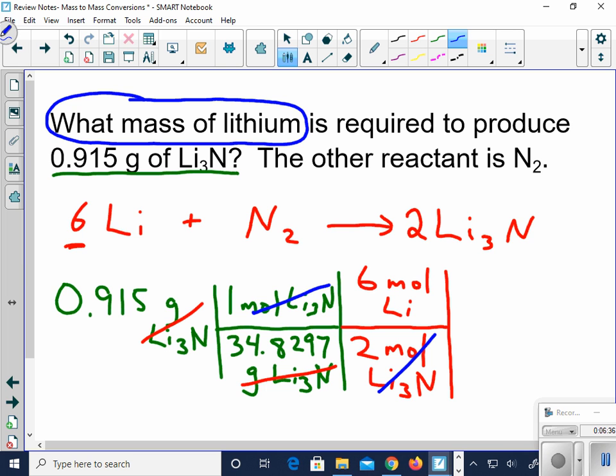My final step is to convert from moles of the unknown substance to a mass of the unknown substance. So I'm going to put another box out here, and I want my moles of lithium to cancel. So 1 mole of lithium has a mass of what?